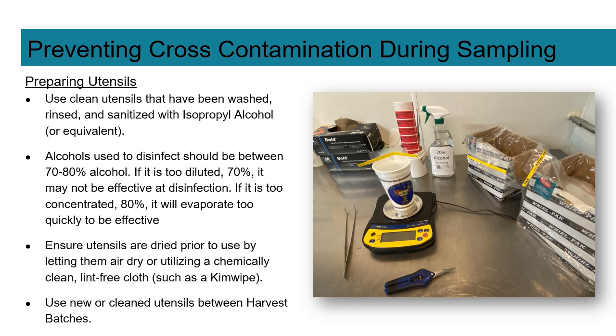Preparing utensils. Use clean utensils that have been washed, rinsed, and sanitized with isopropyl alcohol or equivalent. Alcohols used to disinfect should be between 70 and 80% alcohol. If it is too diluted, 70%, it may not be effective at disinfection. If it is too concentrated, 80%, it will evaporate too quickly to be effective.